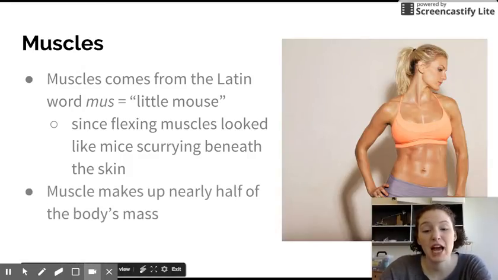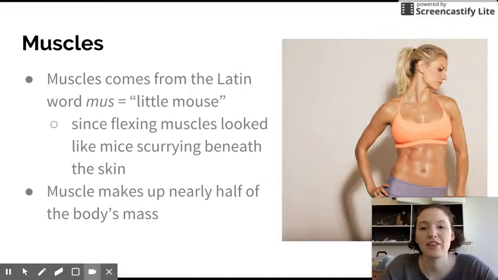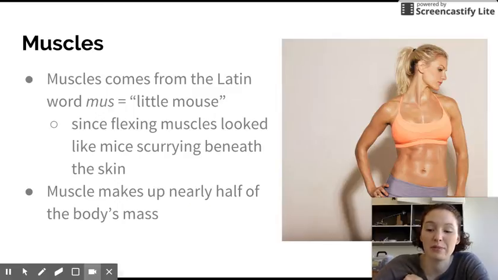Muscles make up nearly half of the body's mass. They are what generally forms the flesh of our body that we see. So they're a really big deal.